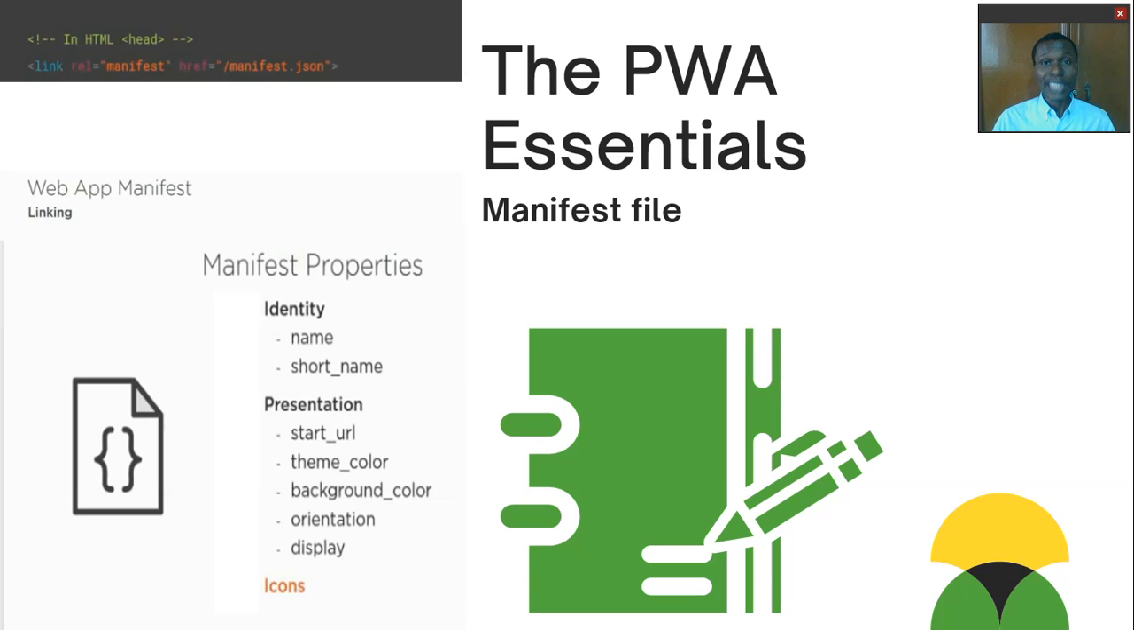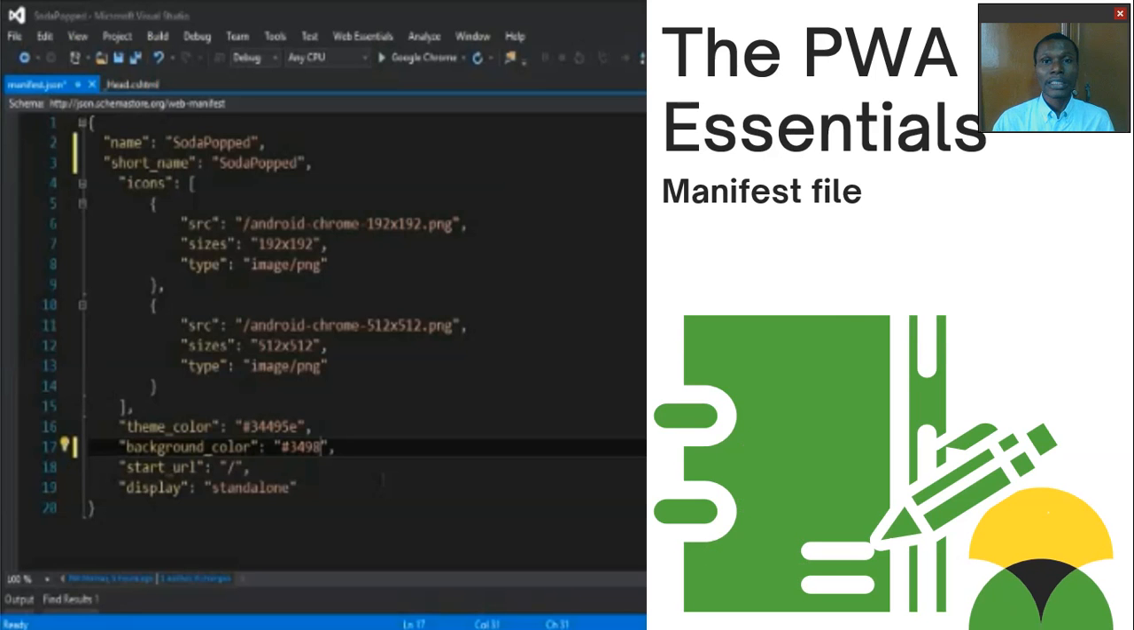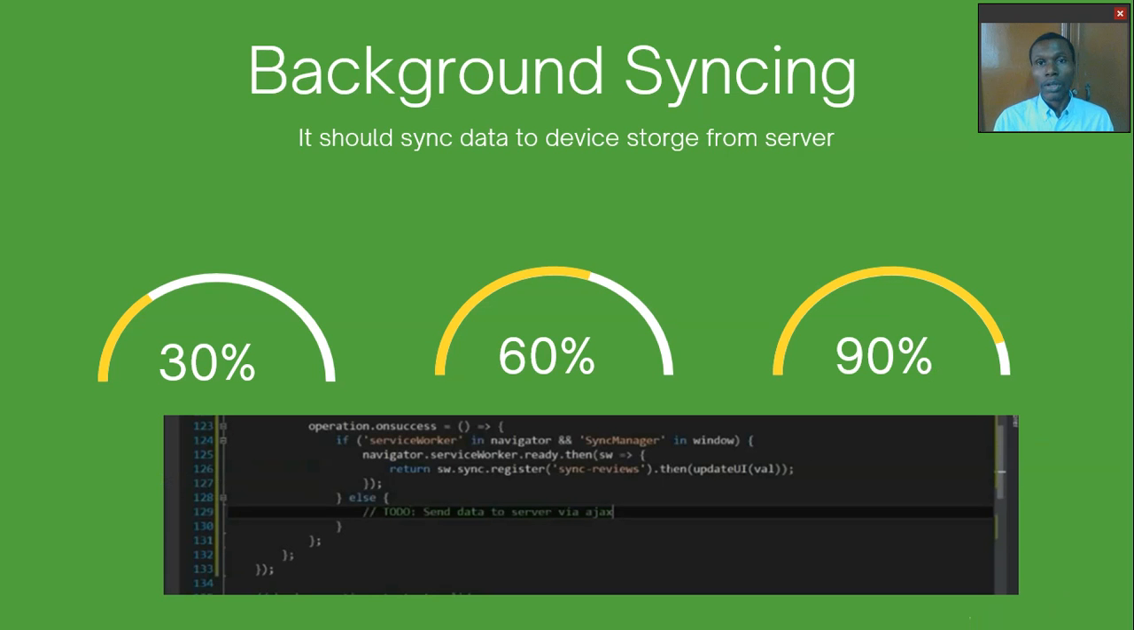All right, that is for the manifest file, and this is just a breakdown with their values in the JSON, how it looks like. Different icons are there as an array passed to the icon property, and also you can find the theme color, background color, and the start URL, all there. Then background syncing is also an option that is very essential.